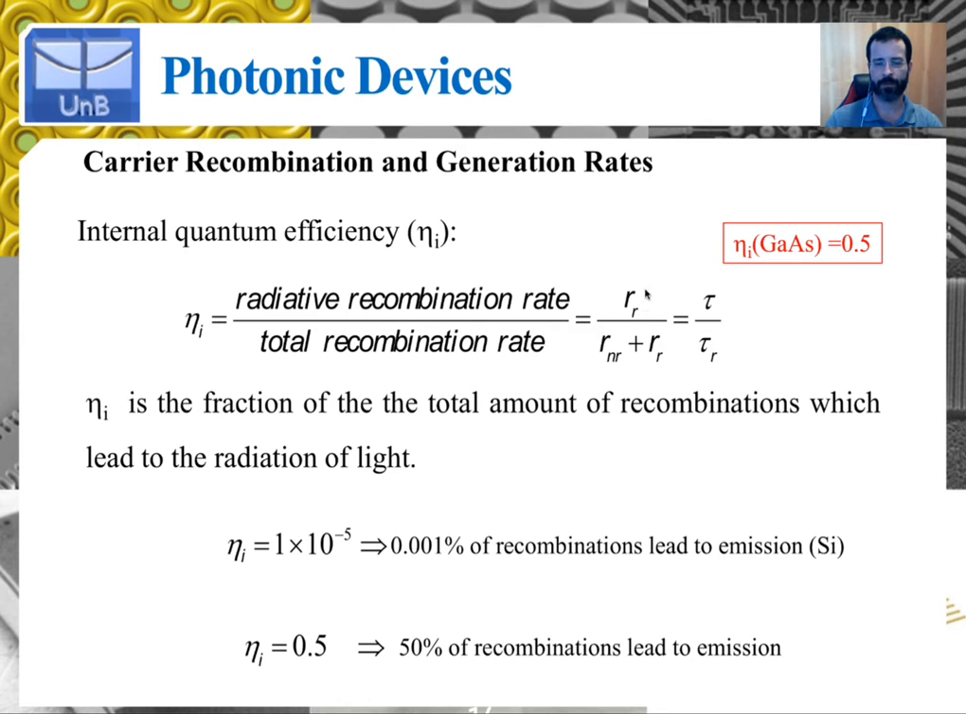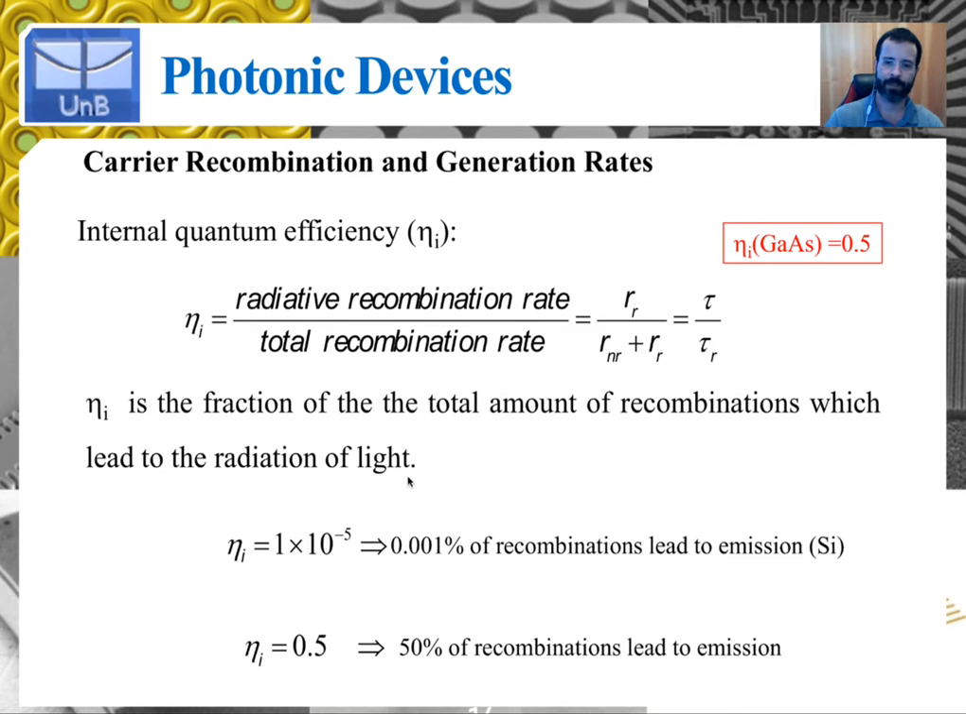And if we consider that the recombination rates are proportional to 1 over tau and substitute here, we get this: eta I is equal to tau, the total recombination lifetime, divided by tau R, the radiative recombination lifetime. So this is the expression to use right here. And as we've said, it is the fraction of the total amount of recombinations which will lead to the emission of electromagnetic radiation, right?